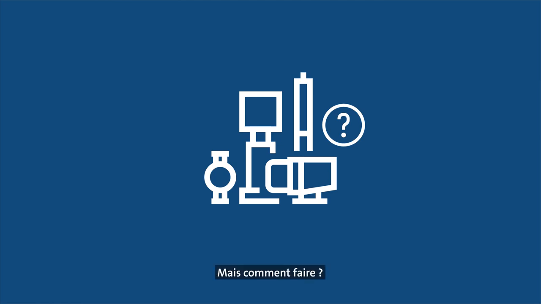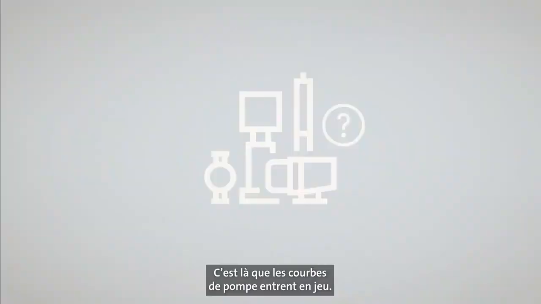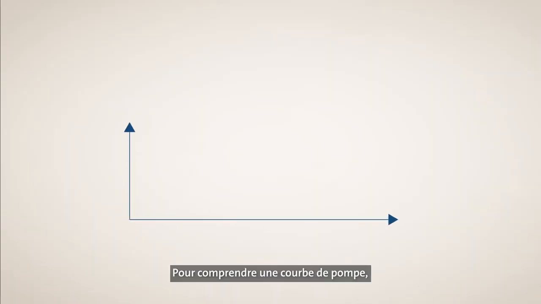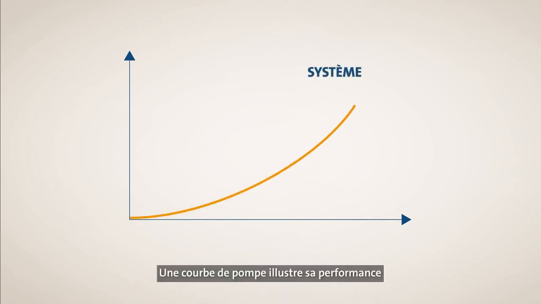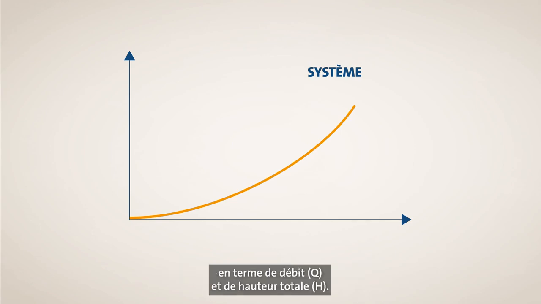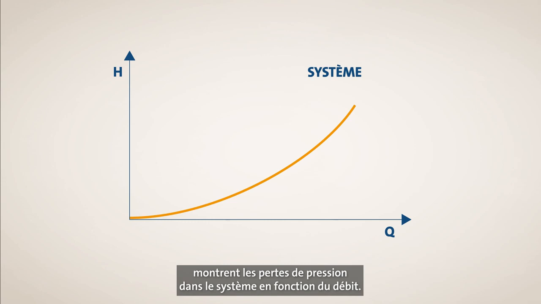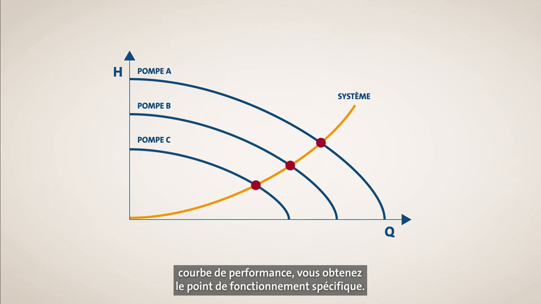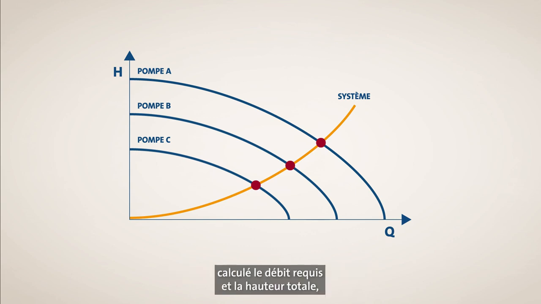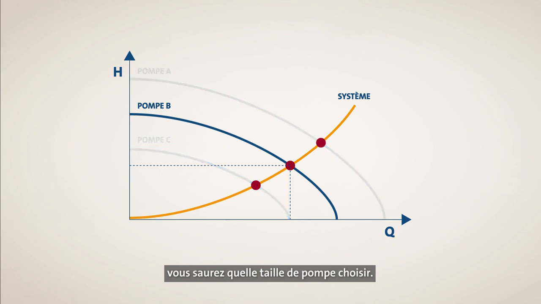But how do we do that? Well, that's where pump curves come into play. First of all, in order to understand a pump curve, you need to know your system's characteristics. This is because a pump curve essentially is a pump performance curve showing the flow, Q, and total head, H. The system's characteristics show the pressure losses in the system as a function of the flow. When there's a cross point between the system's characteristics and the pump performance curve, you have the specific duty point. And once you've found your duty point, calculated your required flow rate and your total head, you will know which size your pump should be.